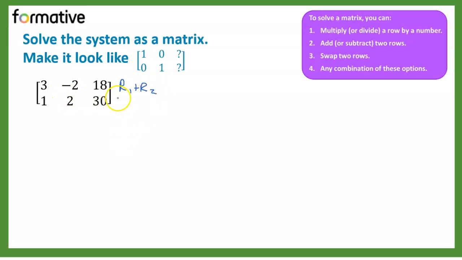Now, you'll notice previously I did this in the second row. You can replace the first or the second row, it doesn't matter. So I'm going to replace the first row in this case, just because I chose to. So 3 plus 1 is 4. Negative 2 plus 2 is 0. 18 plus 30 is 48. And then my second row just comes straight down.